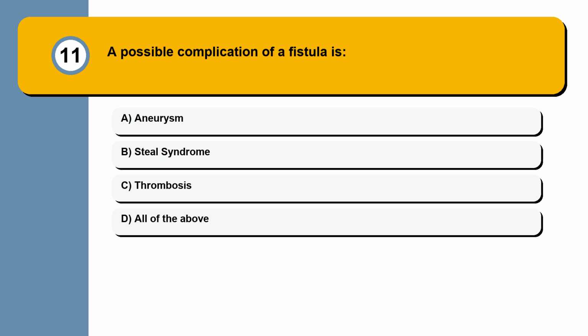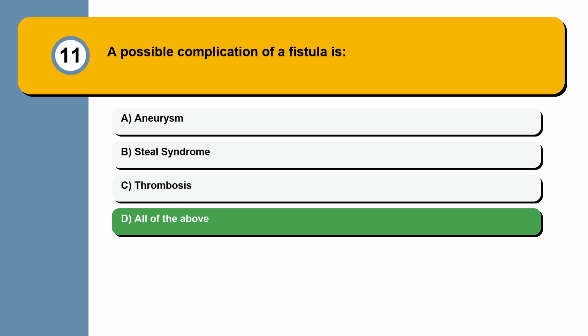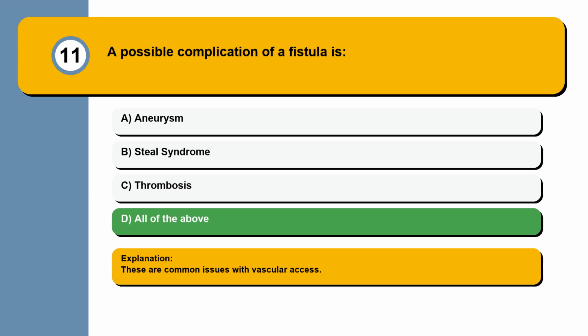Question 11. A possible complication of a fistula is: aneurysm, steal syndrome, thrombosis. All of the above. These are common issues with vascular access.